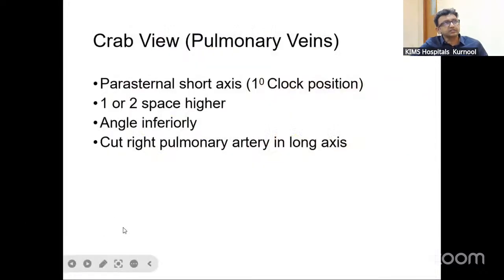Then the last one, to assess the pulmonary veins, we have what we call the crab view. It's a parasternal short axis view, which is the 1 o'clock position. You move slightly 1 or 2 spaces higher, and then angle your probe inferiorly. That means you will open up your left atrium, and in that way you can assess the pulmonary veins flowing into the left atrium. To assess your pulmonary veins, you might have to drop your Doppler flows to lesser velocities so that you can assess the venous flow.